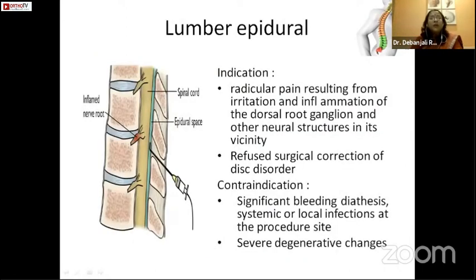Now, I will not discuss the cervical and thoracic regions because I have only 6 minutes. So, I am going directly to the lumbar epidural indications.